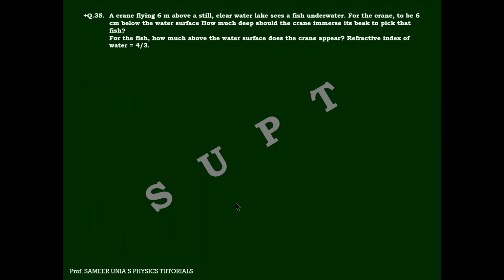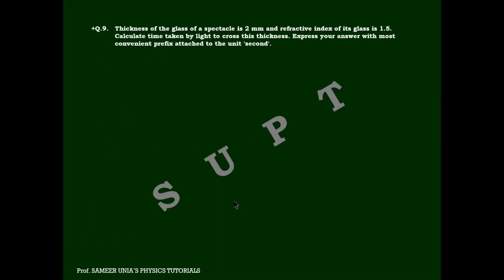Now we come to question number 9 of your GTB. Thickness of a glass spectacle is 2 mm. Refractive index of the glass spectacle is 1.5. Calculate the time taken to cross the thickness. Express your answer with the most convenient prefix attached to the unit seconds. So we have to give the answer in seconds.